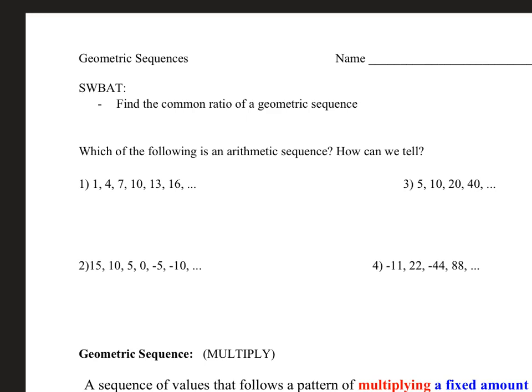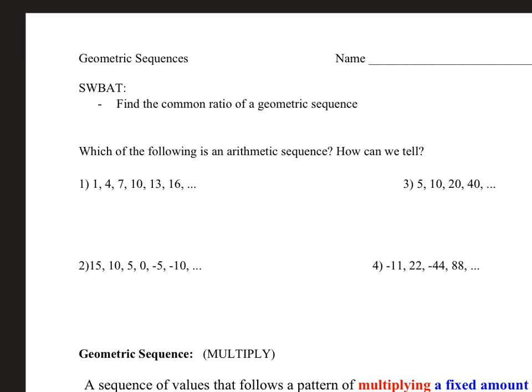All right, so here we are starting geometric sequences. Geometric sequences are different than arithmetic sequences, obviously, because they have a different name. So I assume they would be different. Wow, this is easy. So what we're going to be doing is talking about what makes them different.